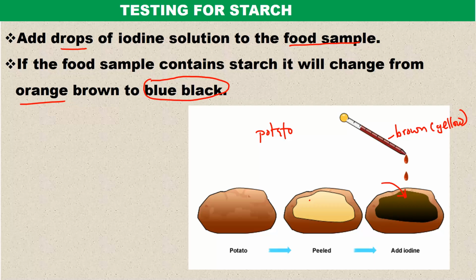But of course, if starch is absent, the sample might remain brown, as that is the color of iodine solution. So it is very important that you understand that. Brown is the color of iodine solution, so it indicates a negative result for starch, but blue-black indicates the positive result. Very important as we go through the questions, as we are going to see.